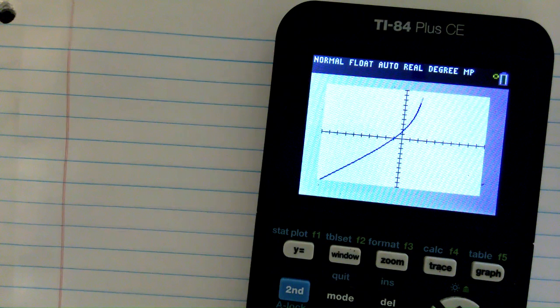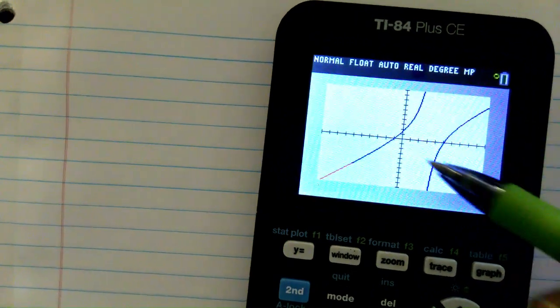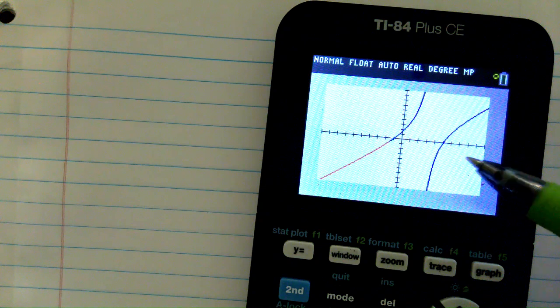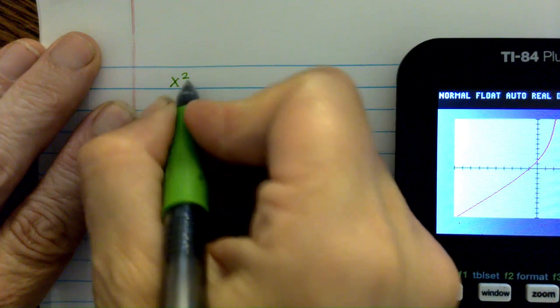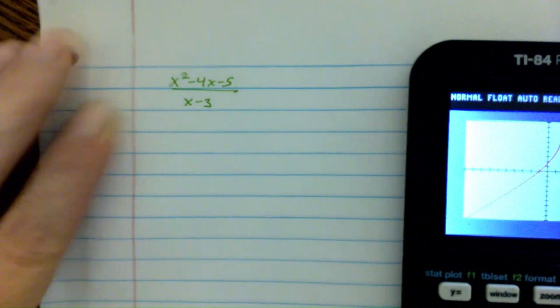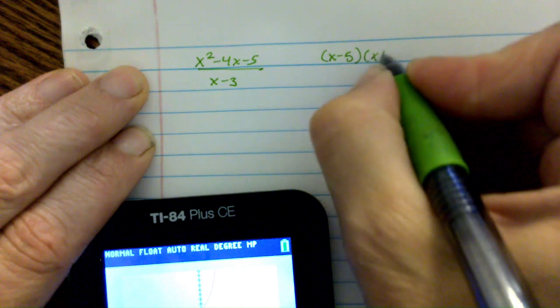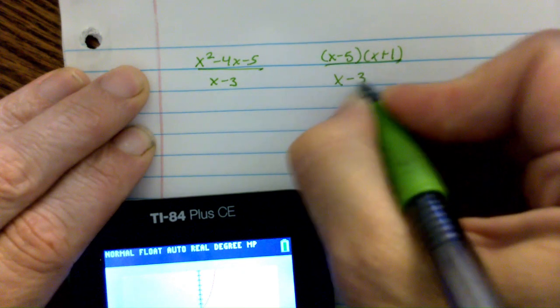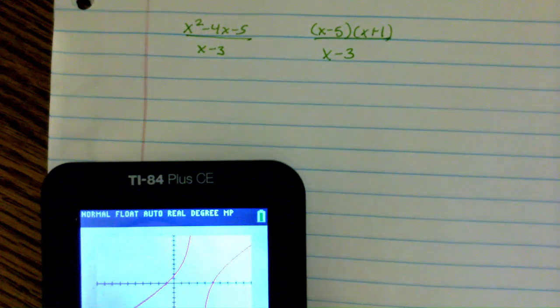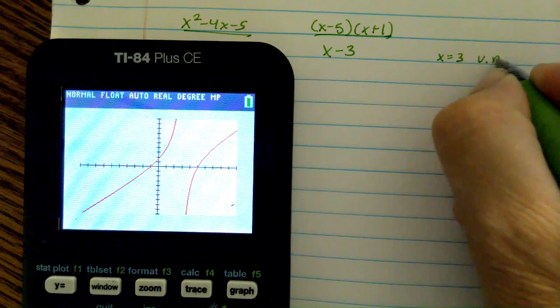Oh, there it crossed at negative 1. There we had that vertical asymptote at 3, and it's crossing at 5, but what the heck is going on here, right? So we had x squared minus 4x minus 5 over x minus 3, or factoring it to x minus 5, x plus 1 over x minus 3. So we know 3 is the domain error, and so 3 is the vertical asymptote because it was not a hole.